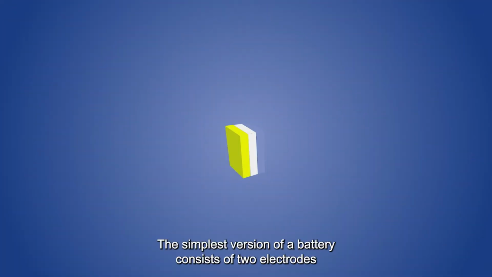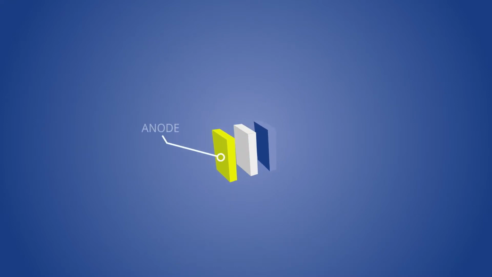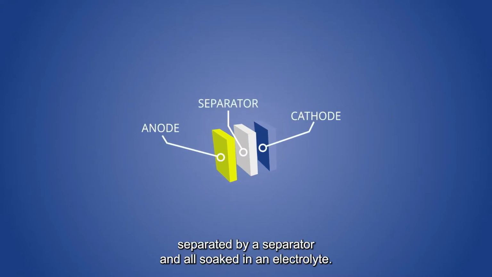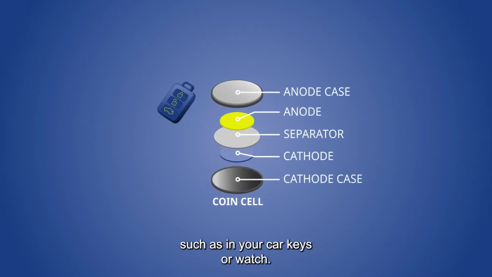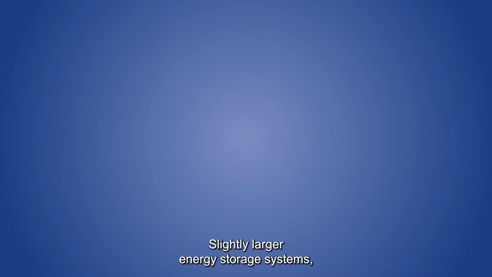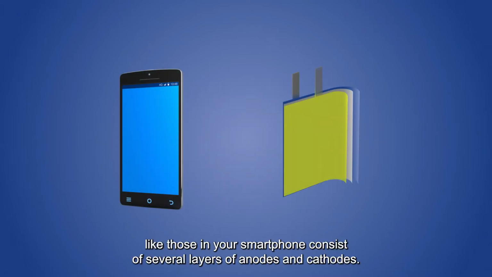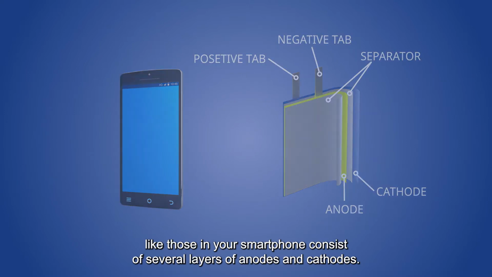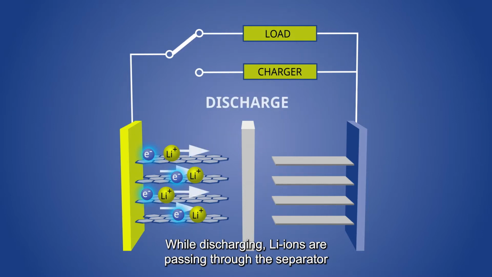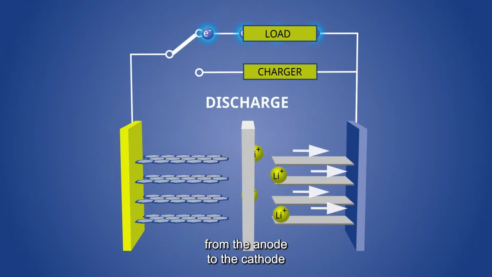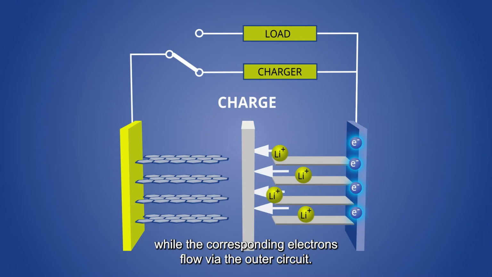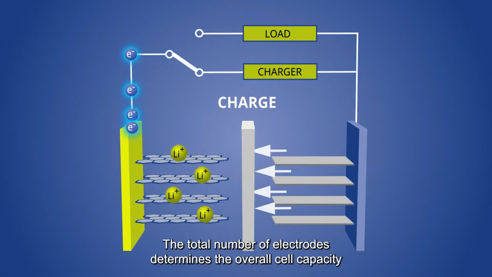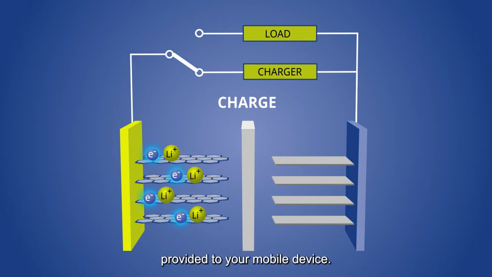The simplest version of a battery consists of two electrodes, an anode and a cathode, separated by a separator and all soaked in an electrolyte. The smallest example would be a coin cell, such as in your car keys or watch. Slightly larger energy storage systems, like those in your smartphones, consist of several layers of anodes and cathodes. While discharging, lithium ions pass through the separator from the anode to the cathode, while the corresponding electrons flow via the outer circuit. The total number of electrodes determines the overall cell capacity provided to your mobile device.